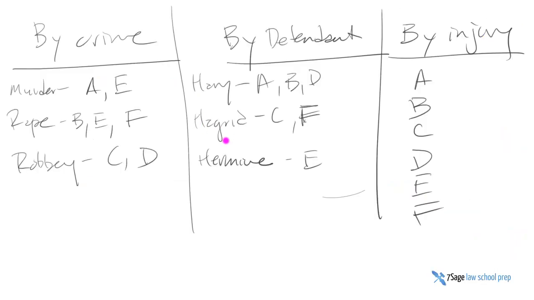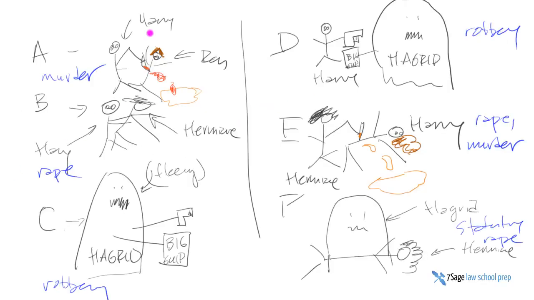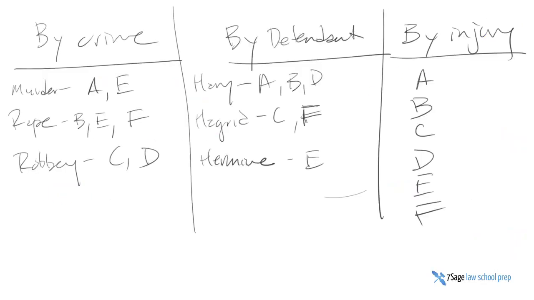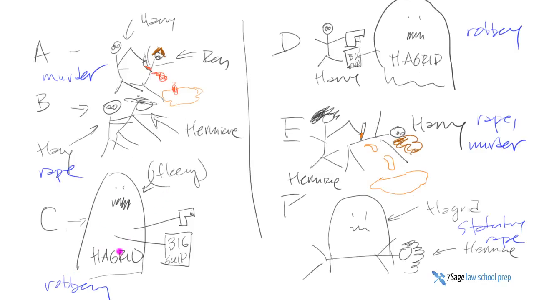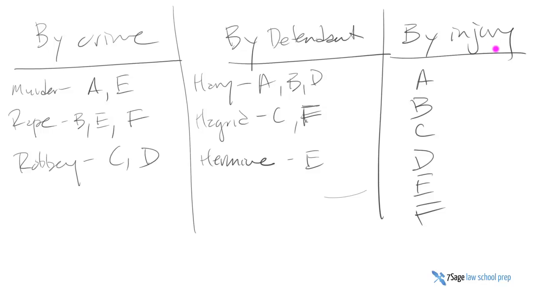By defendant, there are only 3 real defendants here, the H's. And again, you have to make 3 passes. First, you get all the Harry claims, A, Harry's murder, B, Harry's rape, where Harry robs Hagrid. Then you go back, Hagrid here commits his own robbery at 7-Eleven, and then statutory rape of Hermione, and then Hermione's own crime of raping and killing Harry. Okay, 3 passes. Oh, what if we do it by injury in the order that it actually appears?